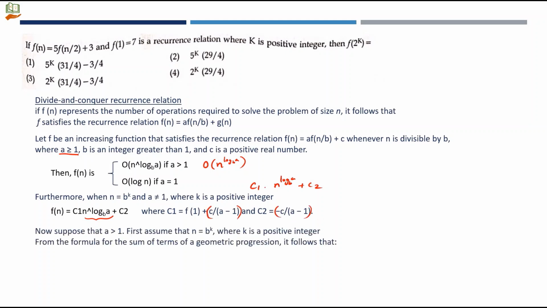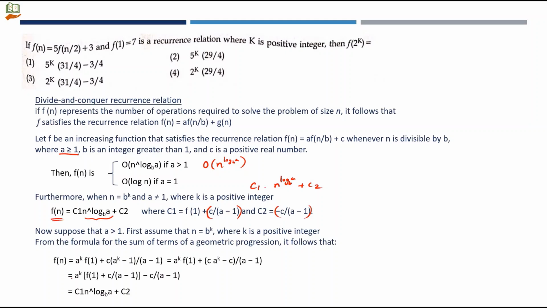Now suppose that a is greater than 1. First assume n is equal to b power k where k is a positive integer. From the formula for the sum of terms of geometric progression, they have given a formula. Finally, they have equated it to this part. But the formula is given in this form: a power k into f of 1 plus c into a power k minus 1 divided by a minus 1. So here what we are doing is we are applying this c inside and bringing this to this part.